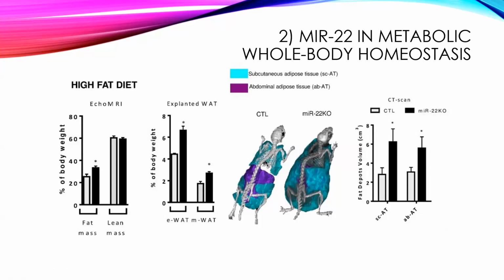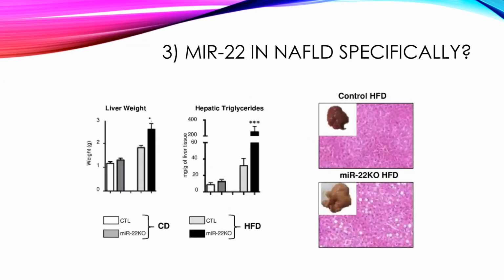So all the fat depots in the body, already on a whole body level, were increased in these microRNA-22 knockout mice compared to the control mice. So we concluded that under obesogenic conditions, the absence of miR22 exacerbates obesity, exacerbates lipid depots into the cells. So this is what happened on a whole body level, but we wanted to see if actually NAFLD is progressed or not in the absence of miR22.